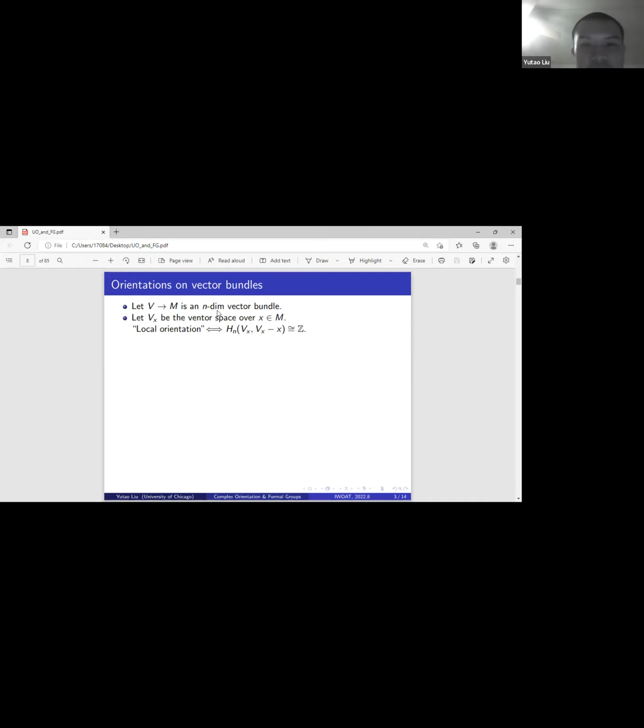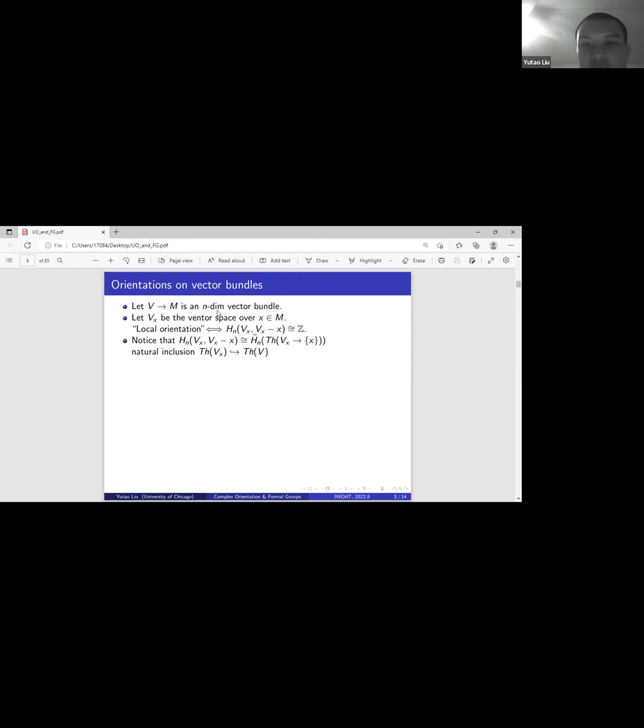If you consider Vx as the vector space, I guess there's a typo here, a vector space over the point, then the local orientation on this vector space is expressed similarly as the local homology of the given point. Now the problem is how to make a global choice. One idea to think about this is you can use the construction of the Thom space.